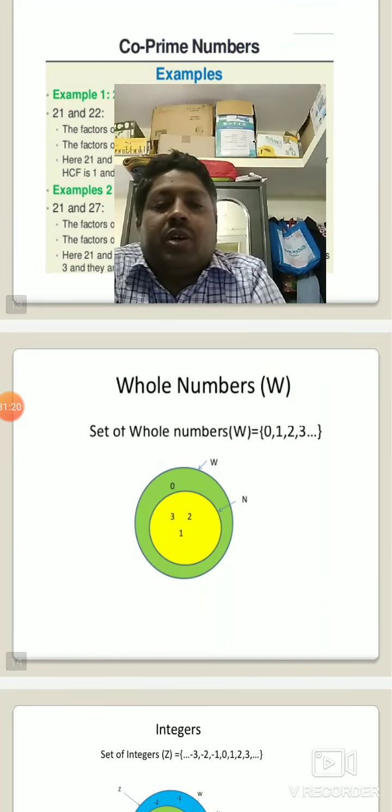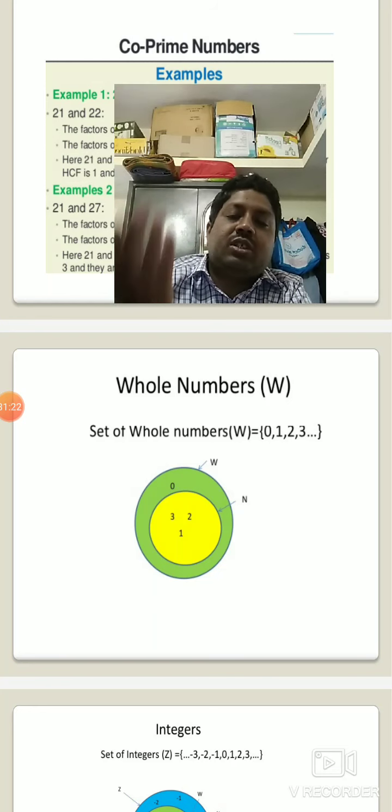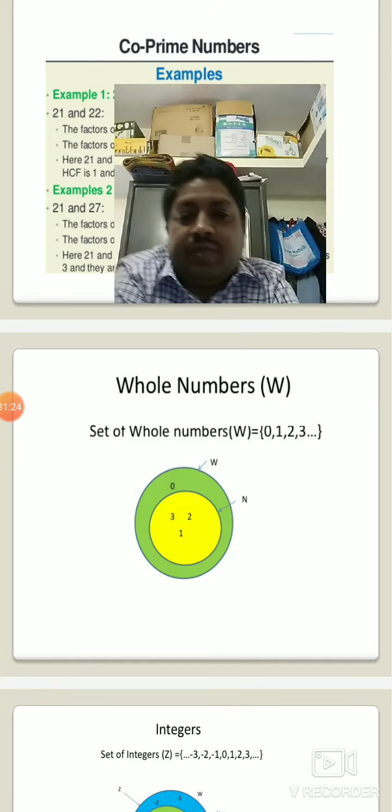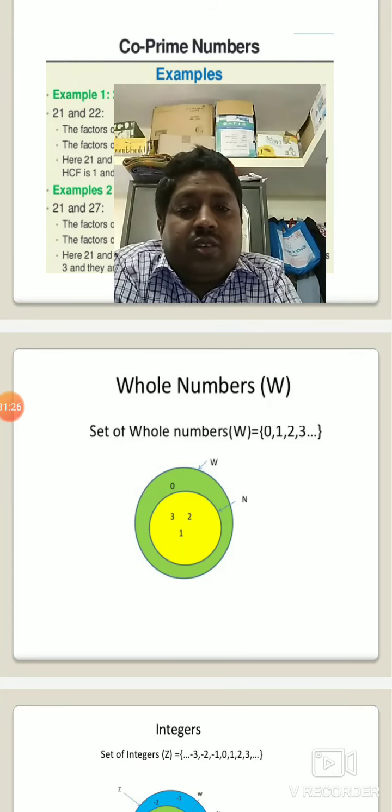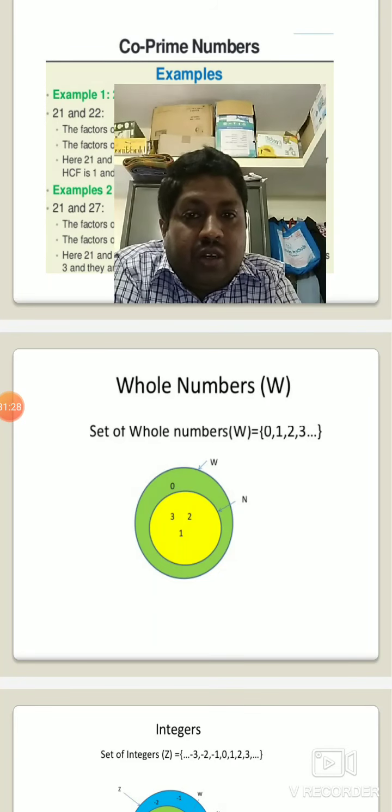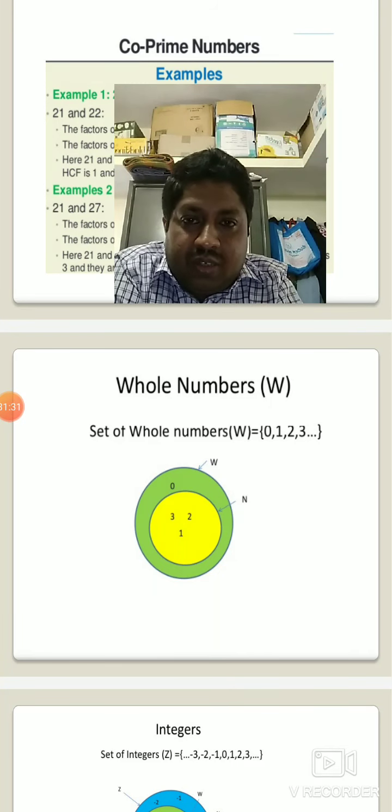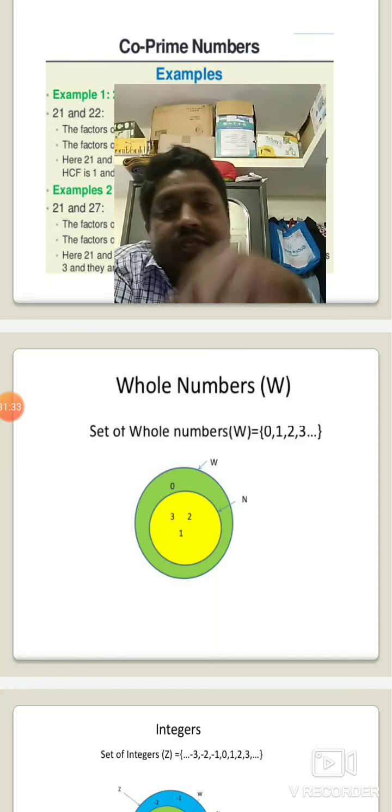What is whole number? Whole number means zero. It starts from 0. 0, 1, 2, 3, 4, 5, 6 and so on. But all natural numbers are whole numbers, because all natural numbers are in whole numbers. So that you should know. 0 is there in the whole number.